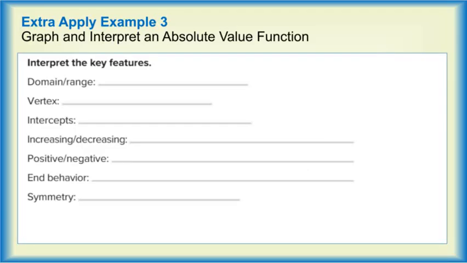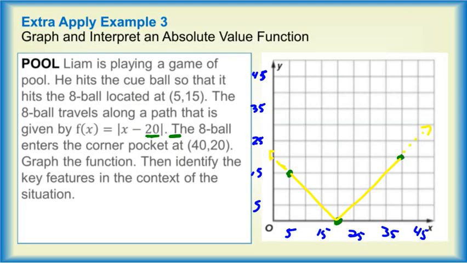So the first part is the domain. The domain is going to be between 5 and 40. If we go back to here, it says it hits the cue ball, so then it hits the 8 ball located at (5, 15), and the 8 ball travels along a path given by f of x equals the absolute value of x minus 20. So the ball is being hit from over here, going in this direction. It's where the green dot is. That's the 8 ball. It bounces off the wall and then goes into the pocket, which is at (40, 20).